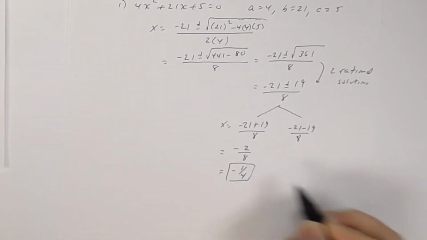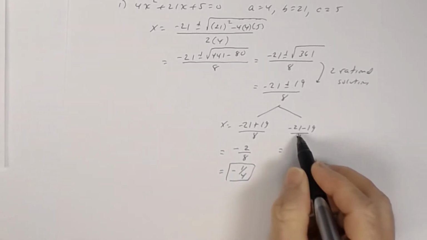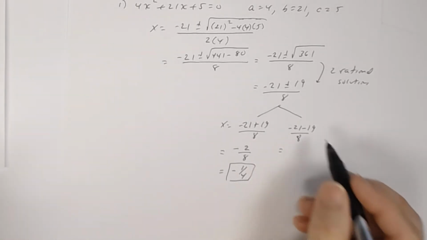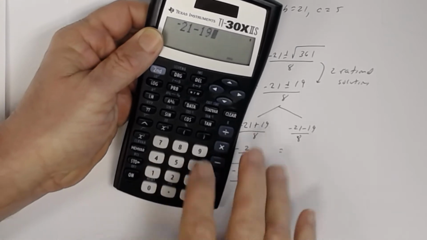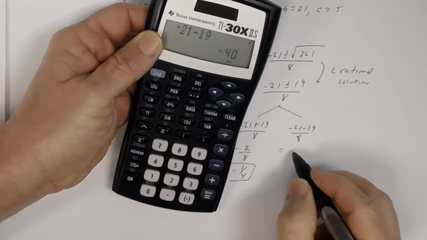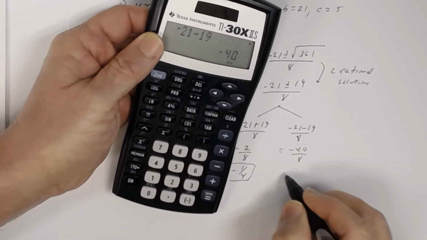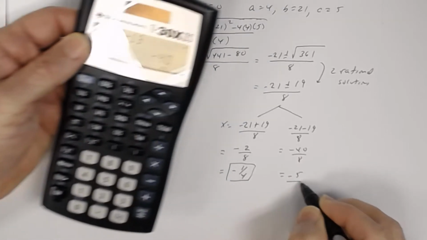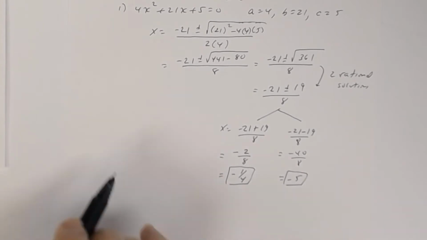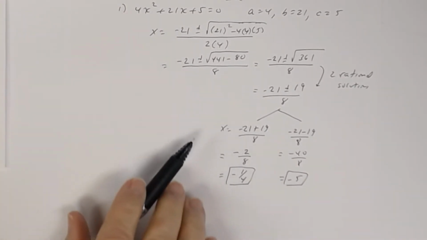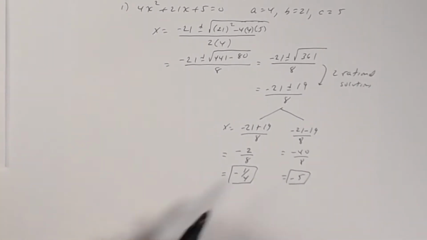So there's one of your solutions. Over here, I get negative 21 and a negative 19. If you don't know that real quick, just use your calculator. And so you get what? Negative 40. And so negative 40 divided by 8 will give you a negative 5. So those are your two solutions. So the solutions to this quadratic equation, there are two solutions, negative 1/4 and negative 5.